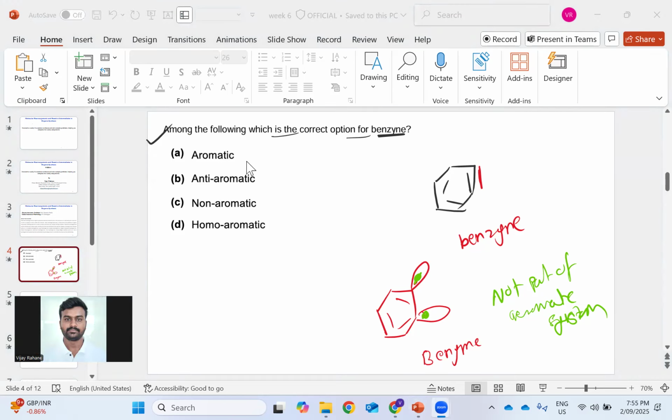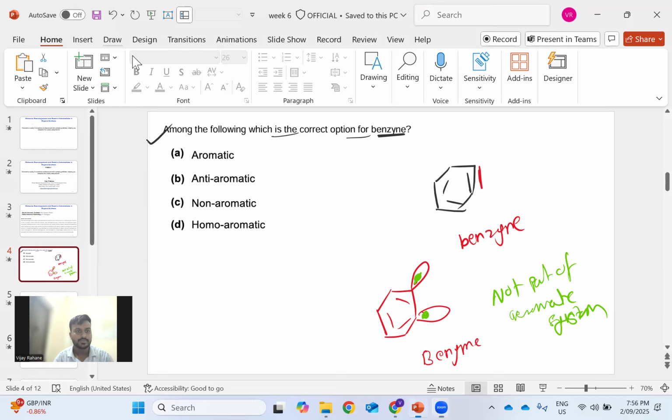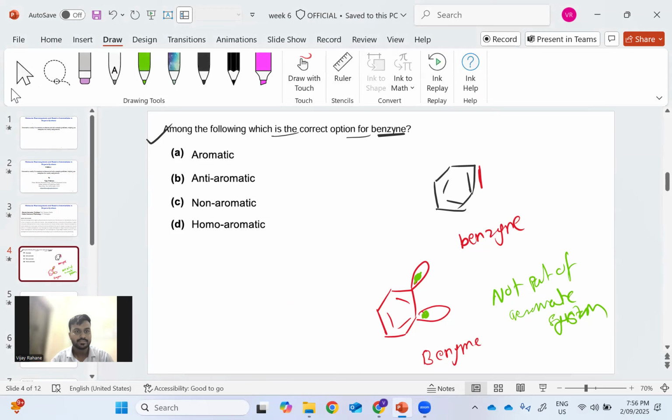Which is the correct option regarding the benzyne intermediate? So you have the benzyne intermediate given. The question is based on the aromaticity, so whether it is aromatic, anti-aromatic or non-aromatic, that you need to identify. So if you look at the structure of this benzyne intermediate, this lone pair, I'll just show this one.